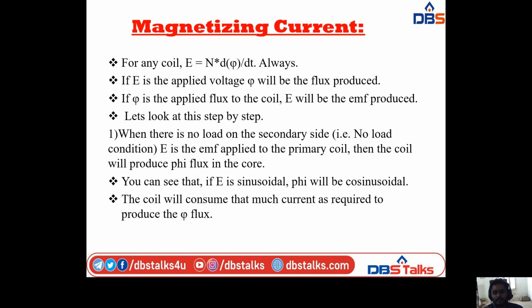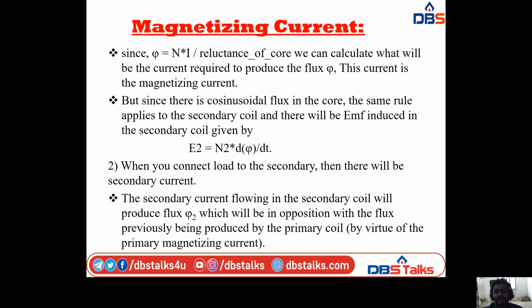So the coil will consume that much current as required to produce the flux phi. Next, since flux phi is equal to N into I, that is number of turns into I, divided by the reluctance of the core, we can calculate what will be the current required to produce the flux phi. This current is known as the magnetizing current.